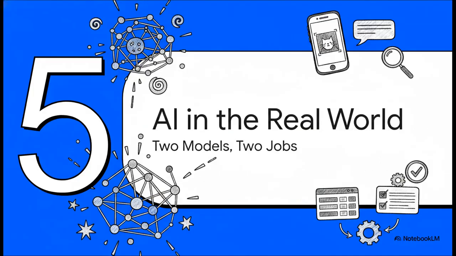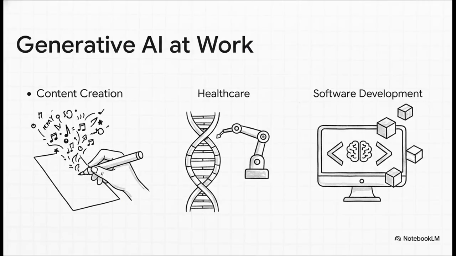So let's pull this out of the theoretical and into the real world. Why does this distinction even matter? Well, because these two types of models have very different but equally critical jobs to do. Generative models are fueling this massive creative boom. They're helping write marketing copy, they're composing music for films, they're helping scientists design new molecules for life-saving drugs, and they're even helping developers write code faster. They're becoming creative partners in almost every industry.